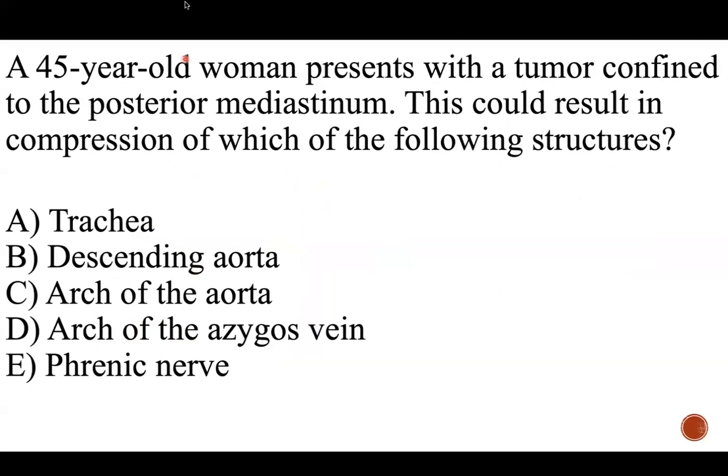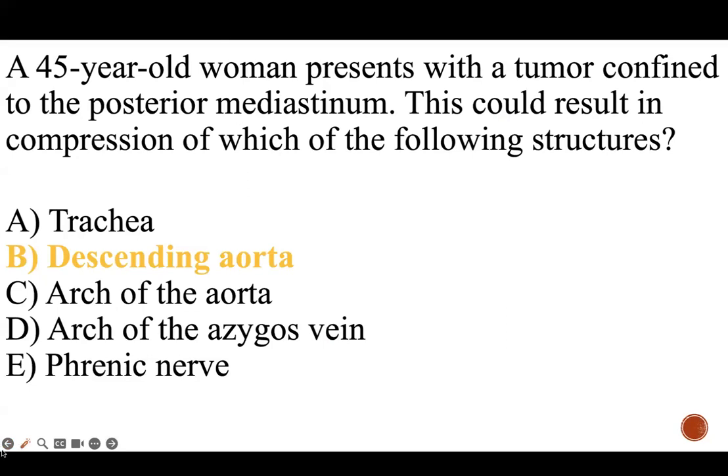This is a practice question. A 45-year-old woman presents with a tumor confined in the posterior mediastinum. This could result in compression of which of the following structures? B. Very good job. The answer is B, because out of those, the only structure that's in the posterior mediastinum is the descending aorta. And why is D wrong?